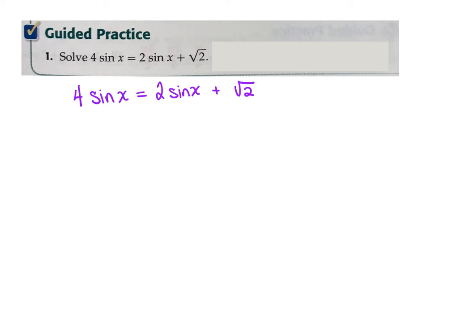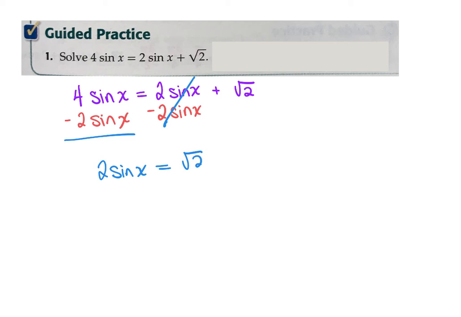When I do this one, I want to move the 2 sine over. I'm going to do that by subtraction. When I do that, it cancels over here, and I have 4 minus 2, so I have 2 sine x here. I have just a square root of 2 here. I need to divide both sides by that 2, which cancels here. So my sine of x is going to equal the square root of 2 over 2.